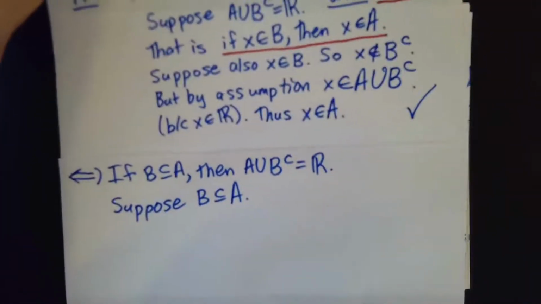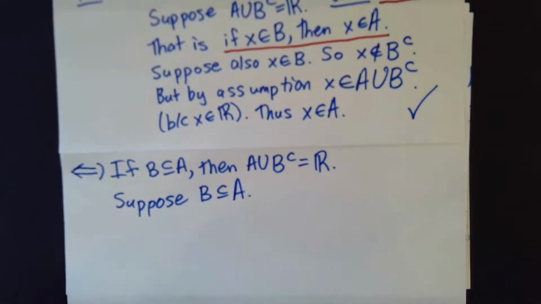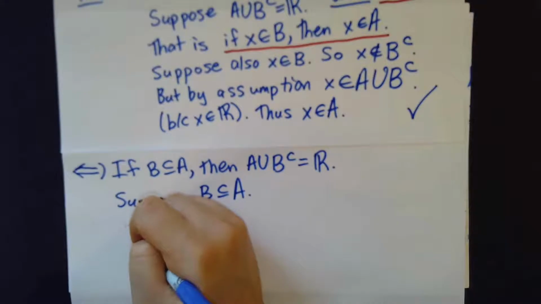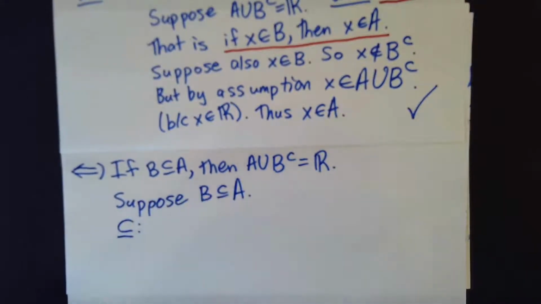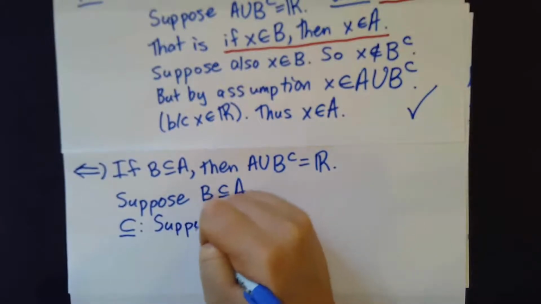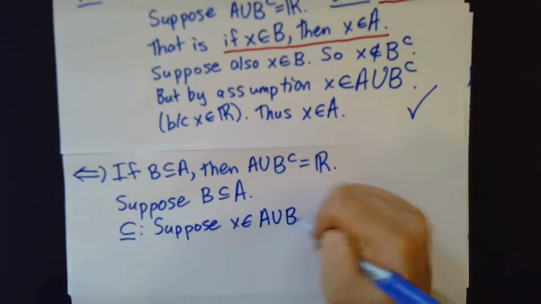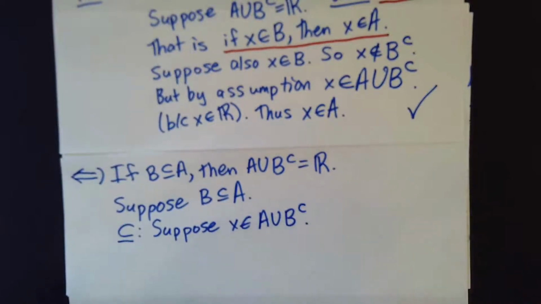Sorry, I actually wrote that there. I don't need to put that there. I want to show that these two sets are equal, so I need to do that by mutual inclusion. So I need to show you that inclusion and the other inclusion. Okay. So let's write down this inclusion first. Okay. So I'm going to suppose that X is in A union B complement. And we want to show that X is in fact an element of R.